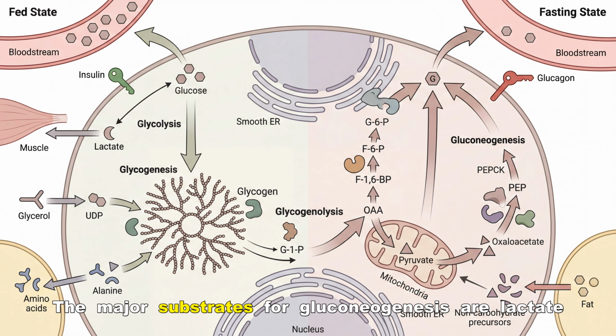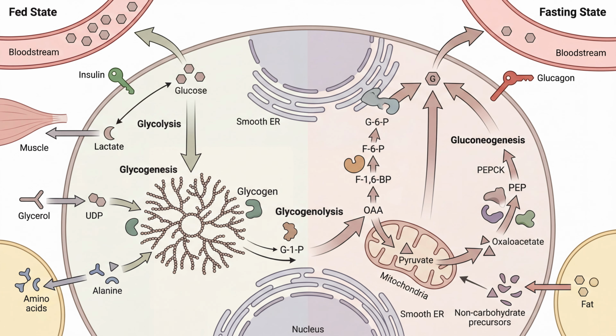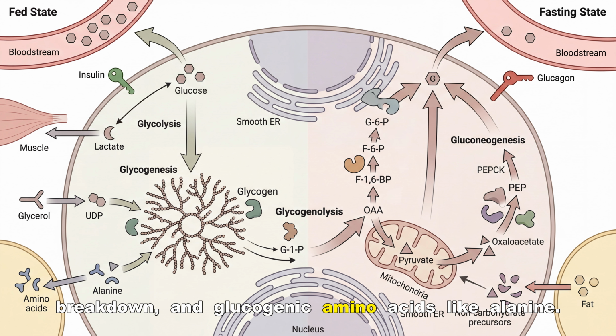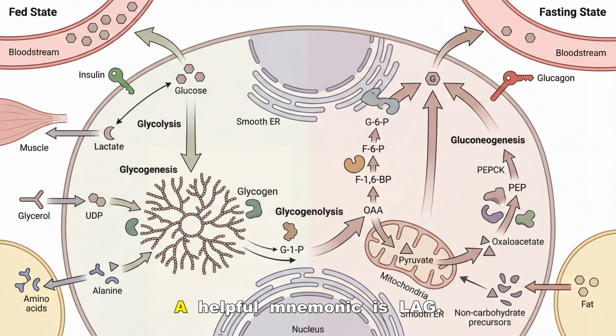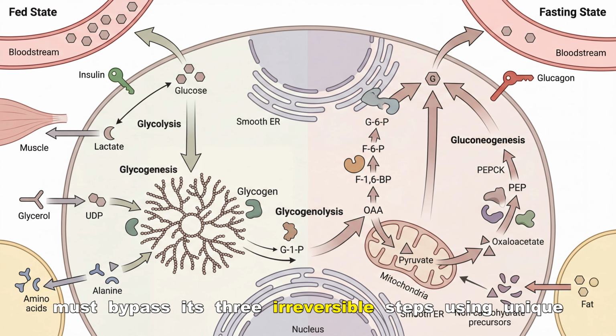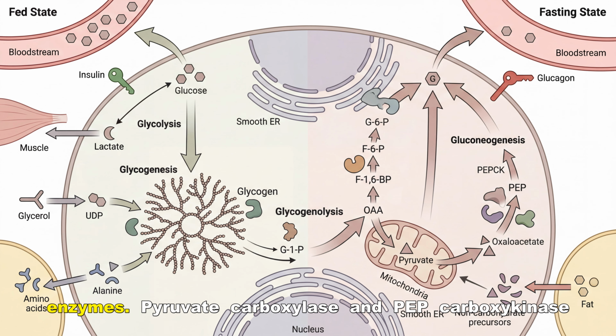The major substrates for gluconeogenesis are lactate from anaerobic glycolysis, glycerol from triglyceride breakdown, and glucogenic amino acids like alanine. A helpful mnemonic is LAG: lactate, alanine, glycerol. This pathway essentially reverses glycolysis, but must bypass its three irreversible steps using unique enzymes.